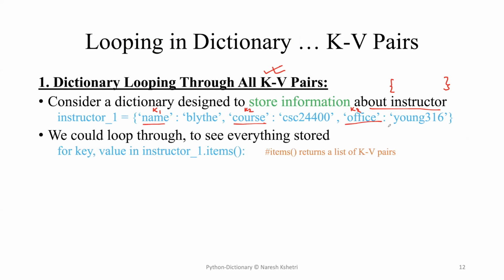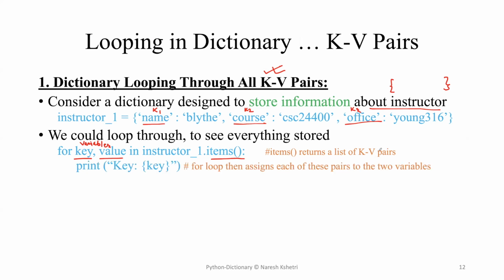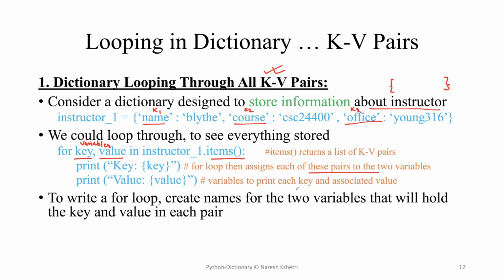We use a for loop that holds variables for key and value, and those can be any other variables. Here I have just used key and value. You can use for x and y or for i and j. We have used the items method. As you already know, the items method returns a list of the key-value pairs. Next we print the key, using whatever the loop assigned for each pair of variables, and print each key and the associated value. It's very simple to write a for loop.